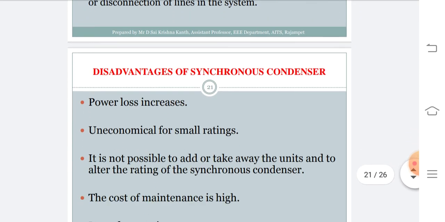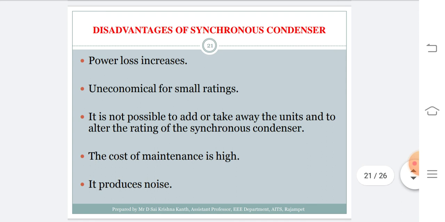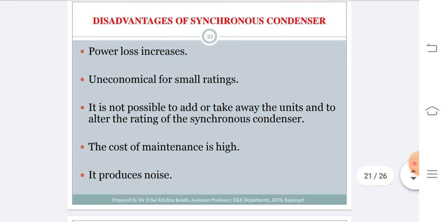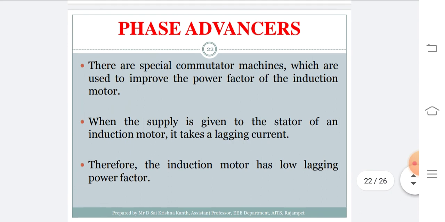Coming to the demerits of the synchronous condenser: power losses are high, it is uneconomical for smaller ratings, and it is not possible to add or take away units or to alter the rating of the synchronous condenser once the design is completed. Cost of maintenance is also high, and it produces noise since it is a synchronous motor running under no load condition. The last method is the phase advancer.